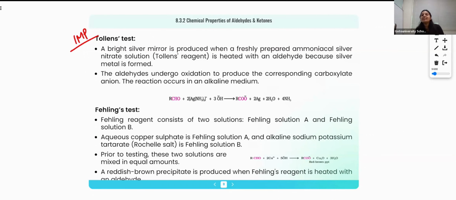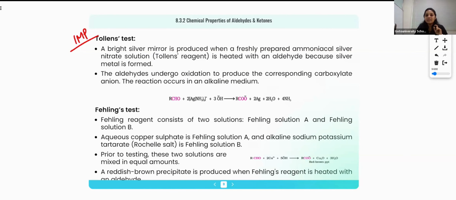Okay. So what is Tollens' reagent? What is Fehling's reagent? Or what is the difference between the reaction of this Tollens' reagent with the aldehydes and ketones? Will all the aldehydes react with the Tollens'? If all the ketones are reacting, if all the aromatic and aliphatic are reacting in a similar way, that is all we have to know. Okay, so we have to know what is Tollens' test. See, come to the point.